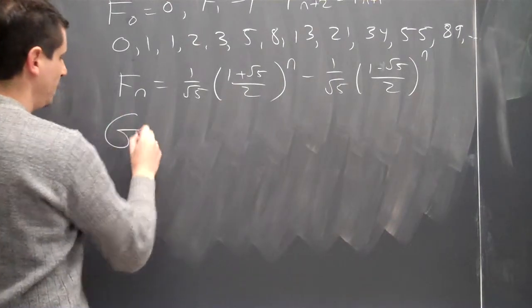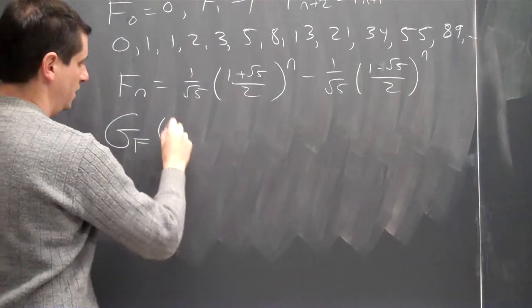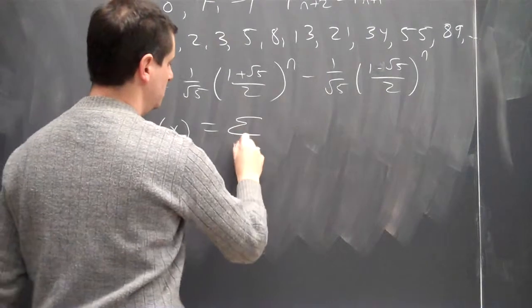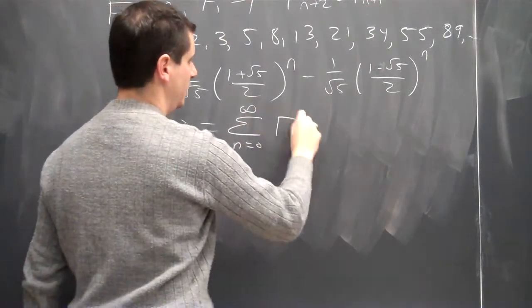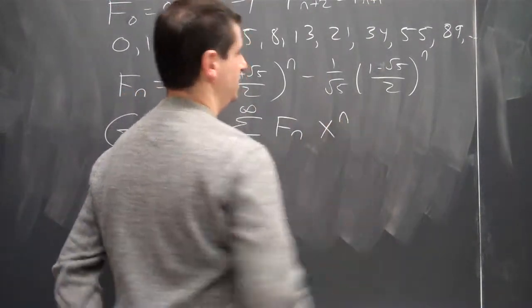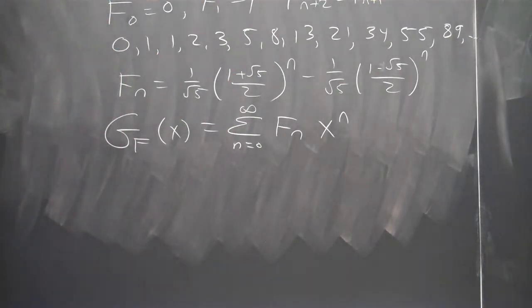All right, so let's define G_F(x) to be the sum, n goes from 0 to infinity, of F_n x to the n. So this is the generating function associated to the Fibonacci numbers. Think of it as a Taylor series expansion.